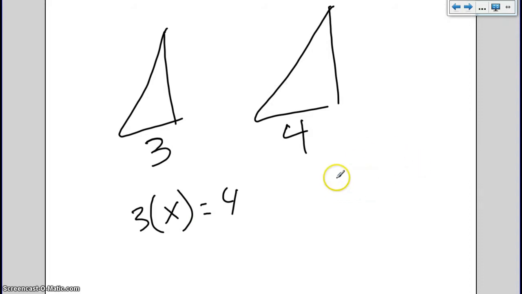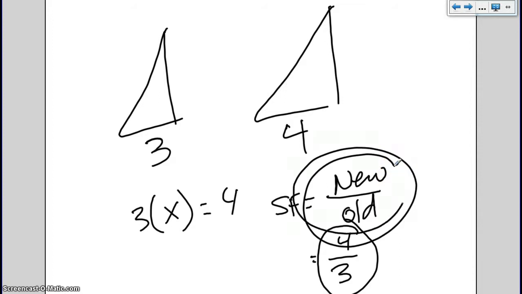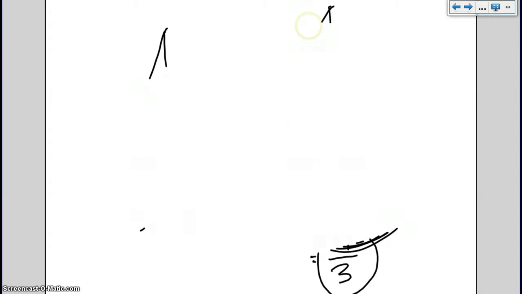Here's a trick. I take something new over something old, and that will give me my scale factor. So something new is 4, something old is 3, so my scale factor is 4/3. So try to remember this: new over old, new over old. Okay? Now, let's move on.